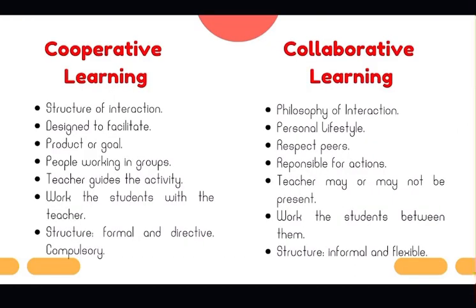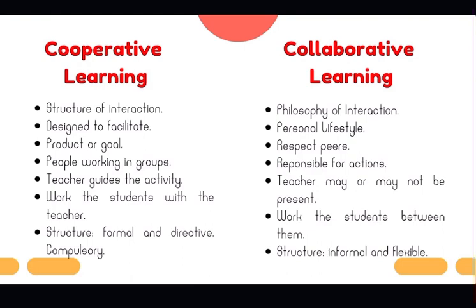The third is cooperative learning and collaborative learning. And here we can see some differences in the characteristics of each one. In cooperative learning, the structure of interaction. In collaborative learning, the philosophy of interaction. In cooperative learning, designed to facilitate. In collaborative, it is about a personal lifestyle. Cooperative, product or goal. Collaborative, respect for peers.